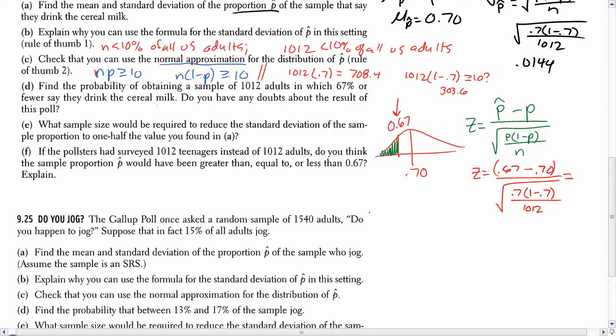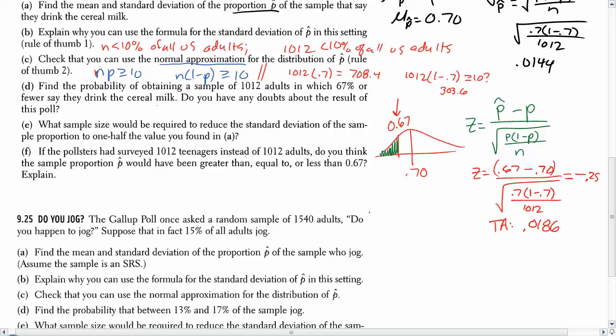That gives you a z-score of negative 0.25. So go to table A, look up negative 0.2 in the left column and 0.05 on the top, and find the intersection. From table A, we find the probability of getting this would be 0.0186.